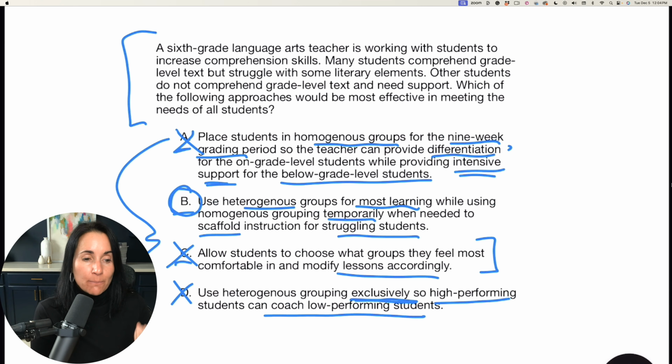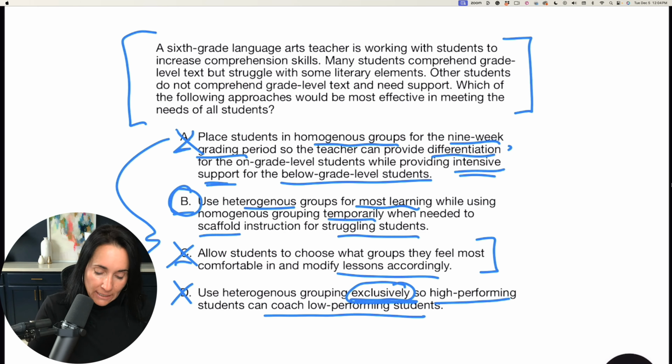And so while this type of little mini coaching does take place in heterogeneous grouping, which is the good stuff, it's not what we want to rely on all the time exclusively. Our students might need some intensive supports, and our students are not equipped to do that. So D is out. Let's go ahead and read the question stem here so we can make sure that B is the correct answer.